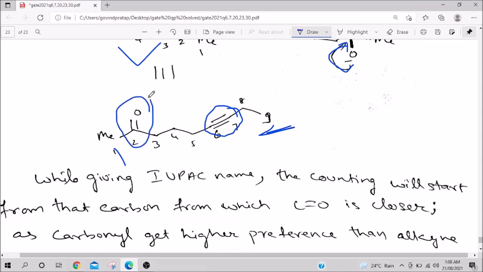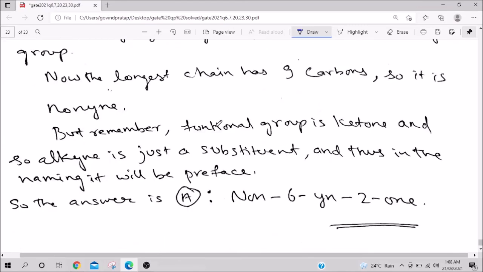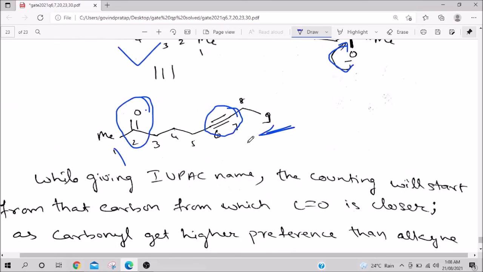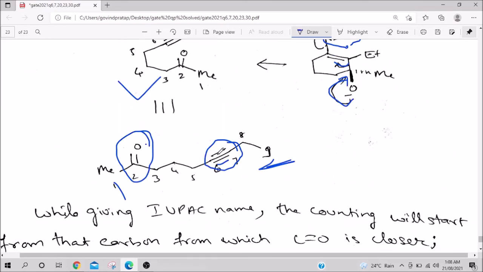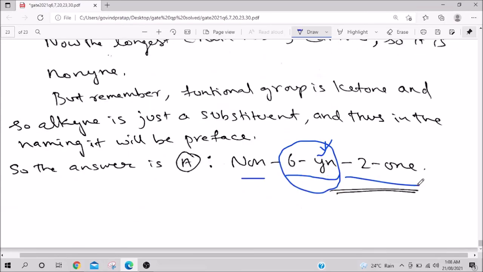The functional group is ketone. So the parent compound is ketone and the alkyne is your substituent, so it will be a prefix. So basically the name comes as non-6-yn because the prefix comes early. The yne is the substituent, so 6-yn because at position number 6 I am having the triple bond, and at position 2 I am having the ketone, so 2-one. So that's it for today. Thank you very much.